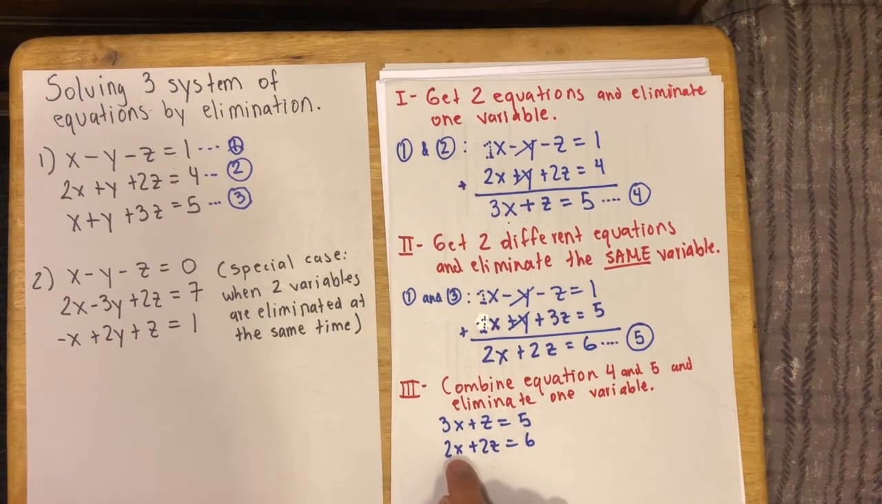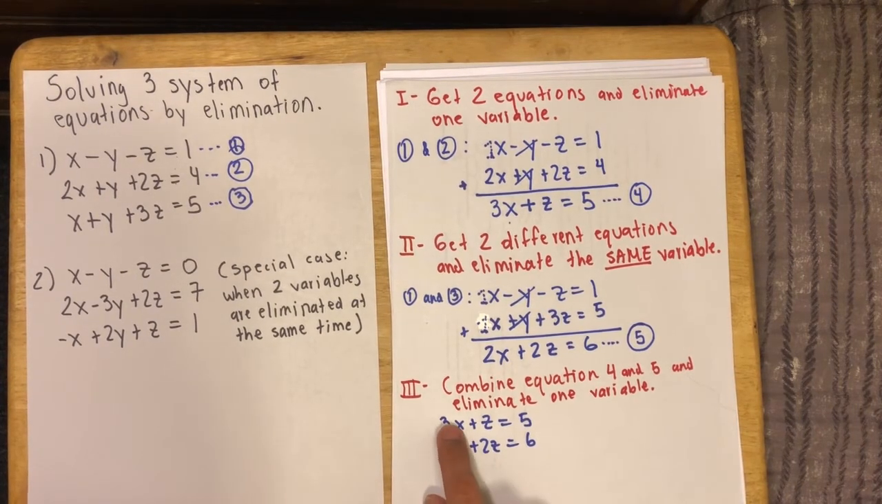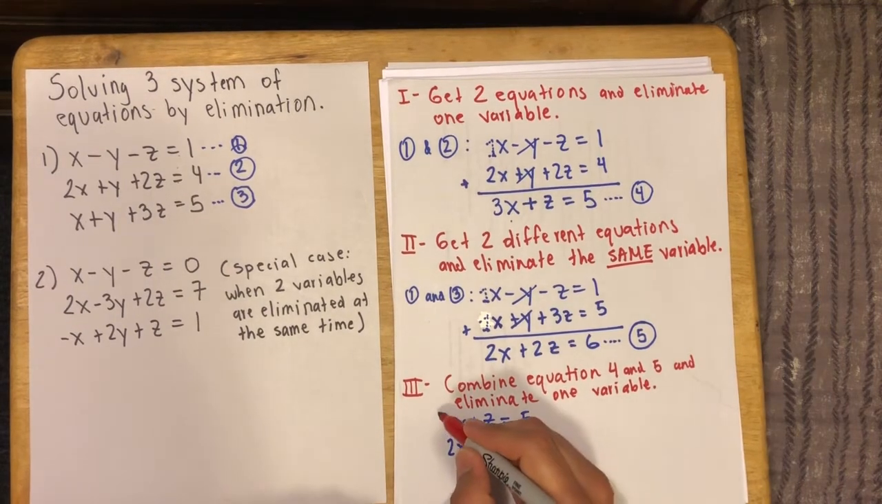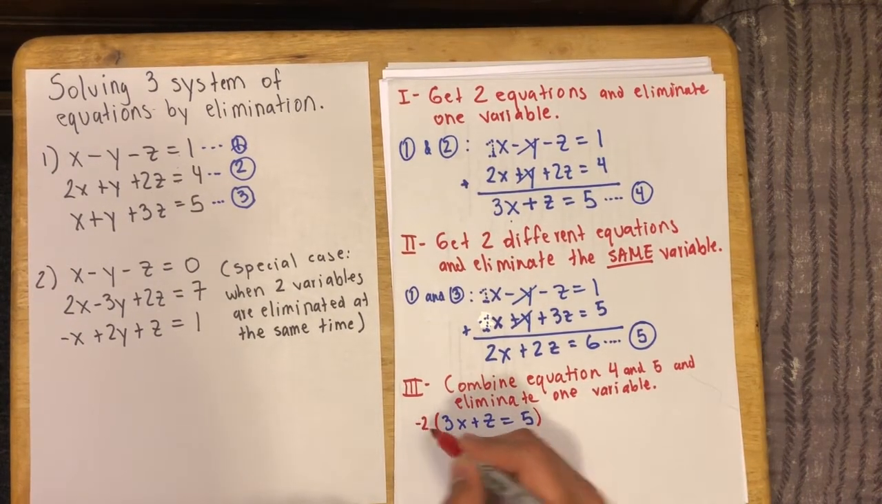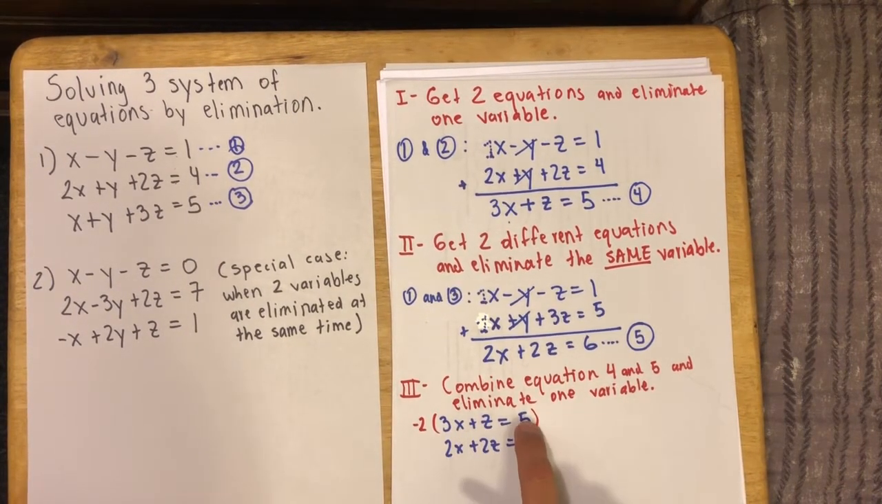Or if I want to cancel x, I have 3 here and 2 here. The least common multiple of 3 and 2 is 6, so I can multiply this by 3 and this by negative 2, so one of them is positive and the other is negative. But for now, let's work with the z. Let's make this z the same number as this one, but with the opposite sign. That means I need to multiply this whole equation by negative 2. And remember, I need to multiply negative 2 by every single term in that equation, not just this one.